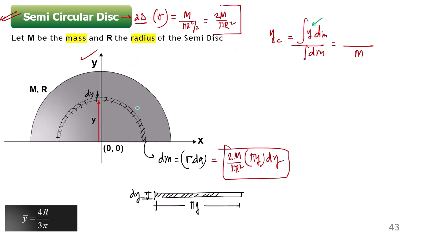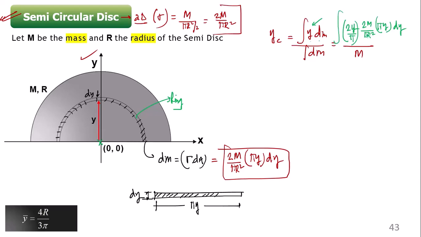Y is nothing but the center of mass of this element. Now this element is a ring, and I already know the center of mass of the ring is 2r by pi. In the last example, I calculated the center of mass of the ring. So for this elemental ring, y is basically 2r by pi. What is r? r is y. So 2y by pi. Got it? So that is our center of mass of the element. The center of mass of this elemental ring is at a distance of 2y by pi from the origin. So that 2y by pi is written in the numerator, multiplied by dm. Now what is dm? That is 2m by pi r square. I am writing the entire thing: 2m divided by pi r square into pi y into dy.